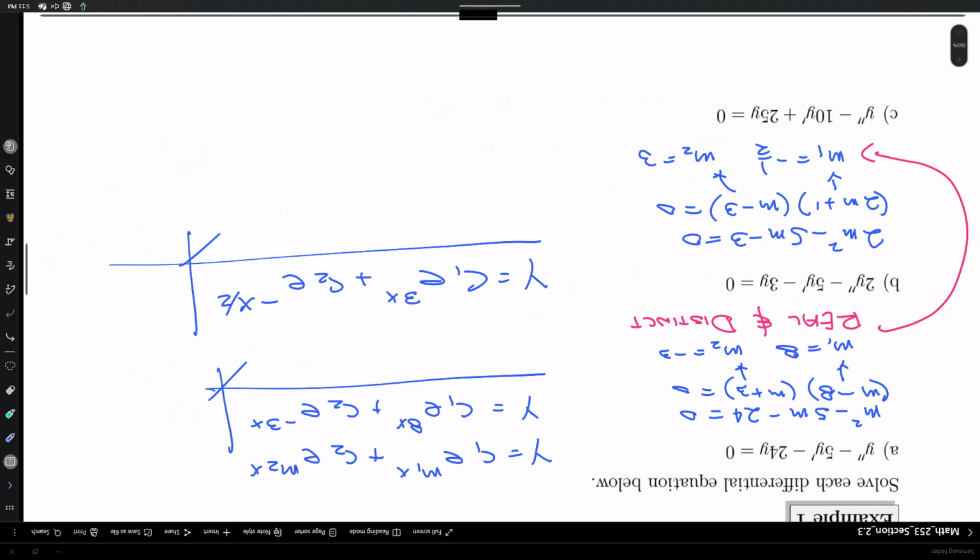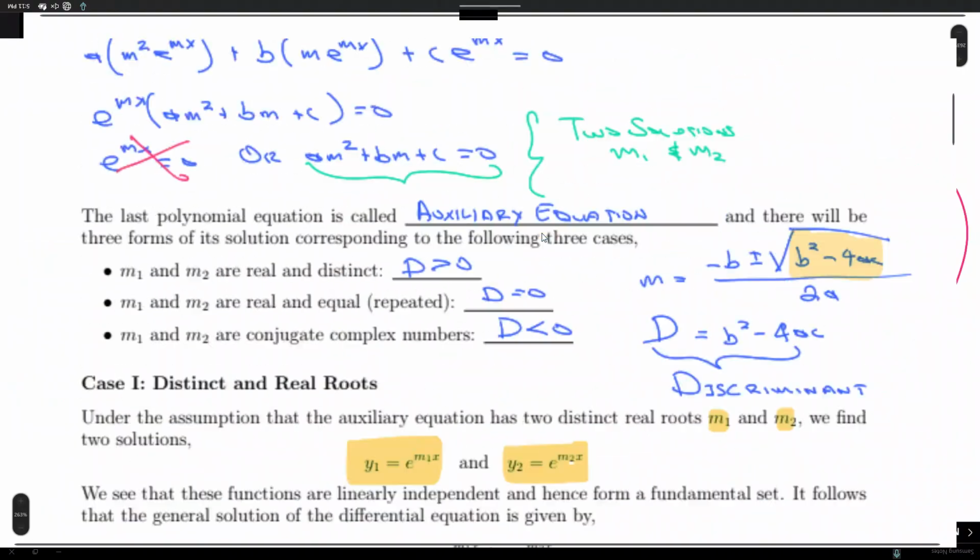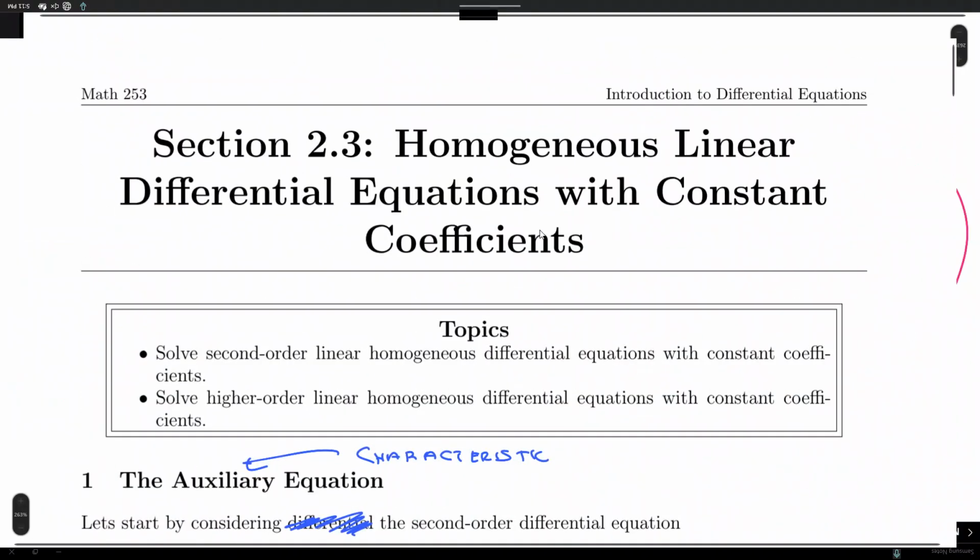Last lecture, we were looking at solving differential equations of higher order, homogeneous with constant coefficients. In this same section, we're going to also cover higher order, that is degree 3 or above. All right?